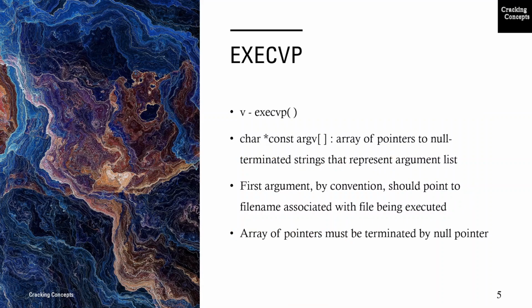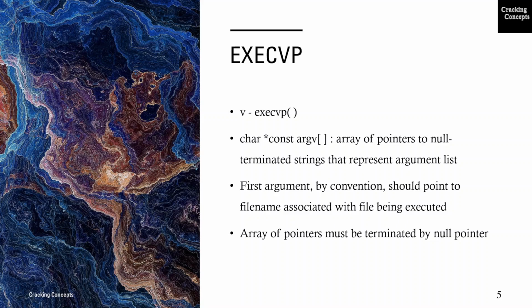Now the v in execvp. The argv is an array of pointers to null terminated strings that represent the argument list available to the new program. The first argument by convention should point to the file name associated with the file being executed. The array of pointers must be terminated by a null pointer.